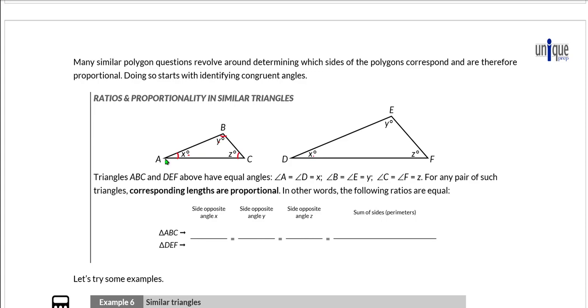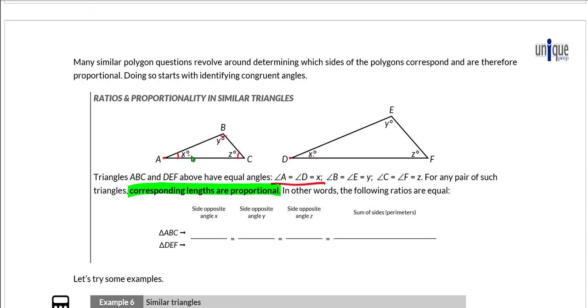And keep in mind, we could also say that angle A is congruent to angle D, but again, since we have an X here and an X here, we know that A and D and X are all equal to each other in terms of their angle measures. So for any pair of triangles like this, we know that our corresponding lengths are going to be proportional.